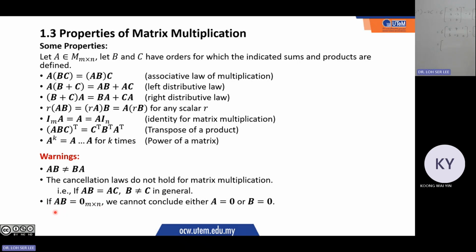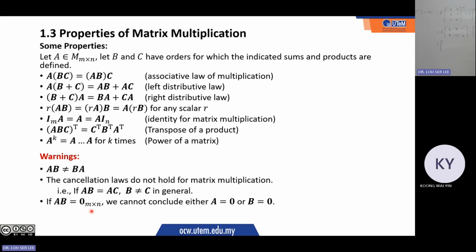Now another situation: let's say matrix A times matrix B equals the 0 matrix. See, this 0 is in bold, so this is a 0 matrix. When you see just a 0, that is a constant 0, but when you see a 0 in bold, that is a 0 matrix, which means all the entries are 0.